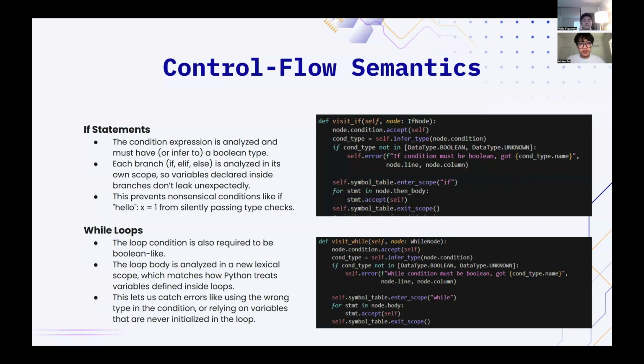For while loops, the condition is also required to be Boolean-like. The loop body is analyzed in a new lexical scope, which matches how Python treats variables defined inside loops. This lets us catch errors like using the wrong type in that condition or relying on variables that are never initialized in the loop.